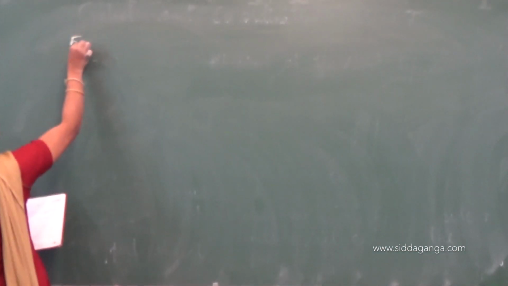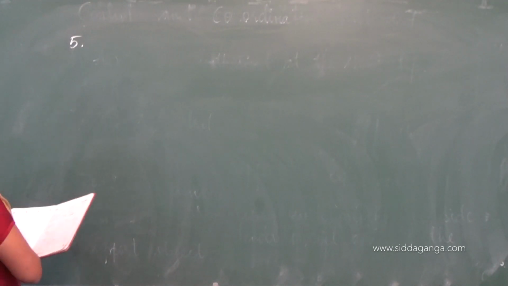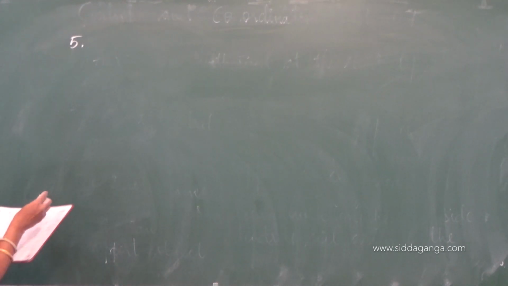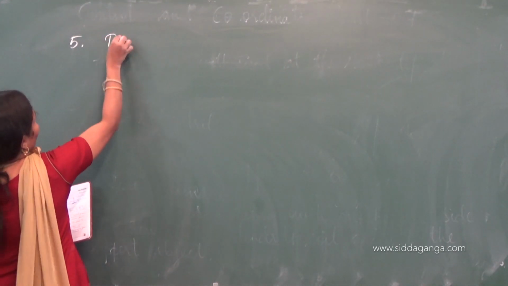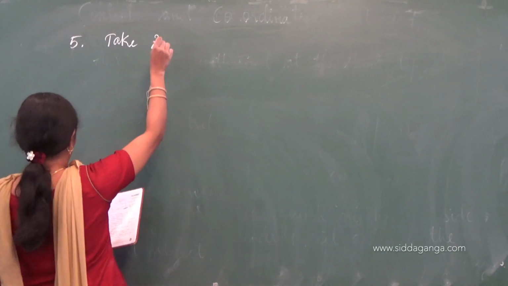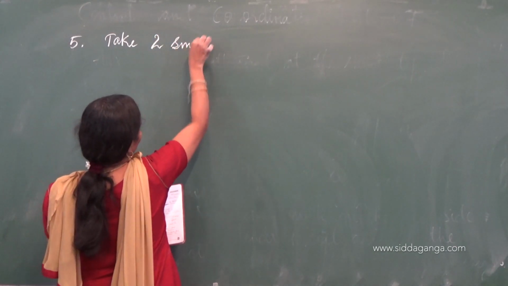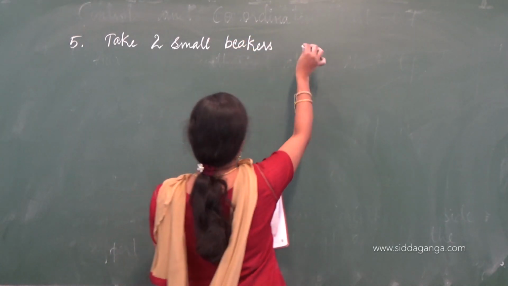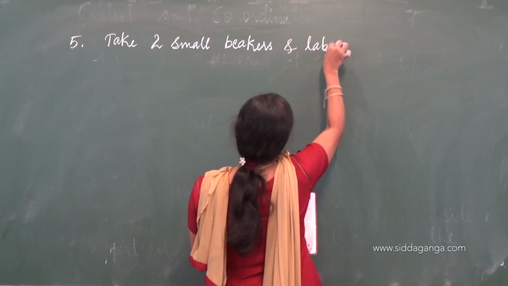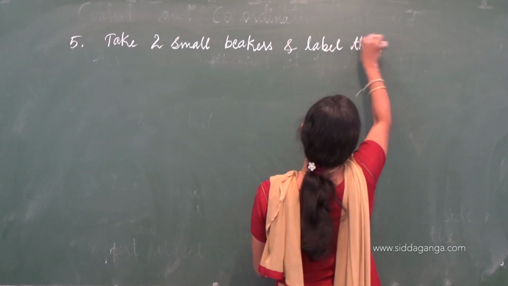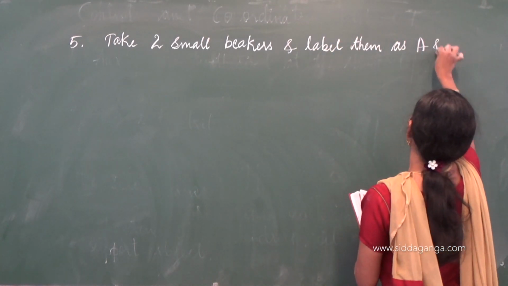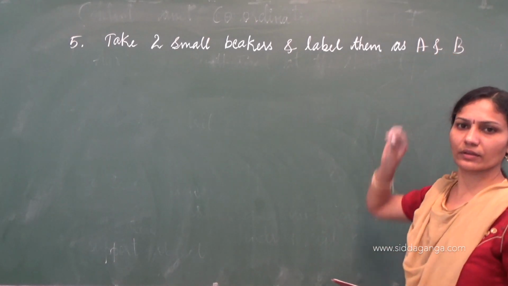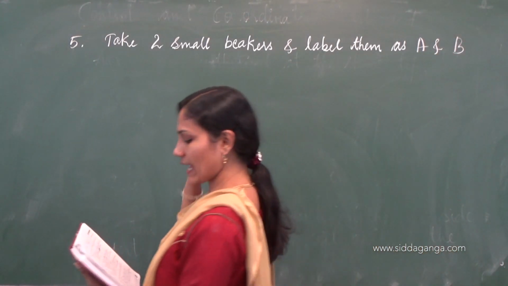Okay, I'll start it. Demonstration of an experiment. Experiment to demonstrate hydrotropism. Take two small beakers and label them as A and B. Is this clear to you? Understand and draw a diagram for this.